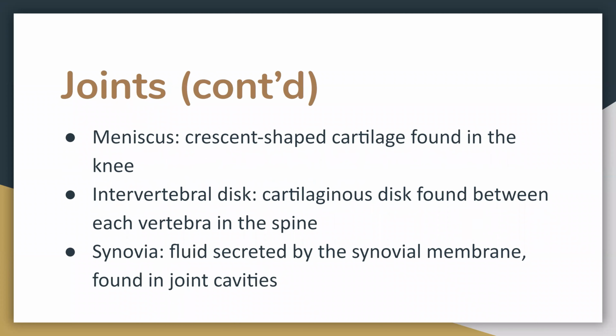Meniscus are crescent-shaped cartilage found in the knee, and an intervertebral disc is a cartilaginous disc found between each vertebra in the spine. Now, the synovia is a fluid secreted by the synovial membrane, and that's found in joint cavities.